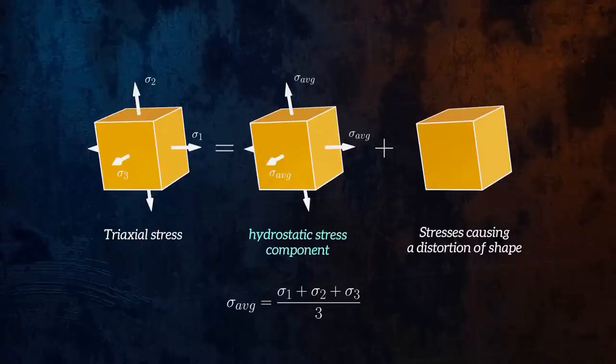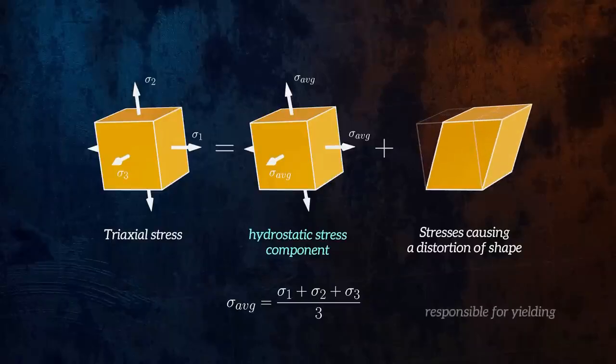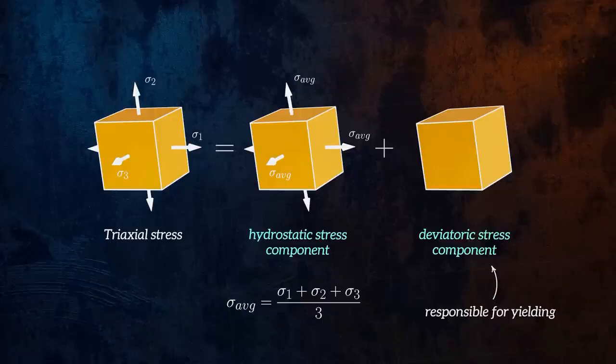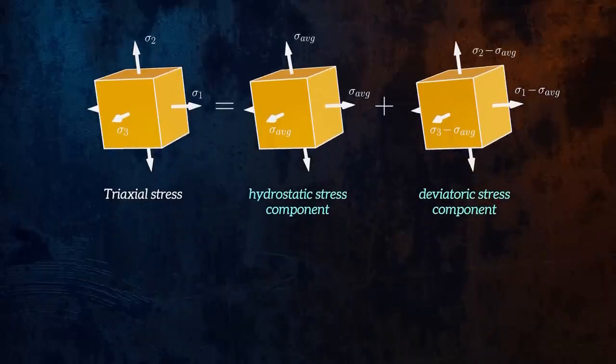The mechanism that causes yielding of ductile materials is shear deformation. Since there are no shear stresses for a state of hydrostatic stress, this component can be very large and still not contribute to yielding. Yielding is only caused by the stresses which cause shape distortion. These are called deviatoric stresses. The deviatoric component is calculated by subtracting the hydrostatic component from each of the principal stresses. The hydrostatic and deviatoric components can be expressed in matrix form, like this.